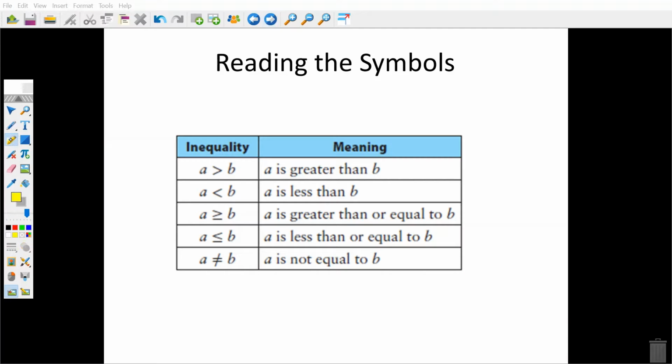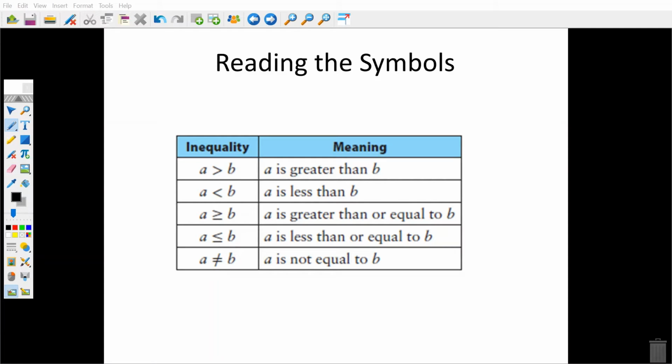These are symbols we're going to have to get used to today. If it's like this, A is greater than B. If it's facing to the right, A is less than B. Or A is greater than or equal to B if it's got the little line underneath. Or A is less than or equal to B, or finally A does not equal B.